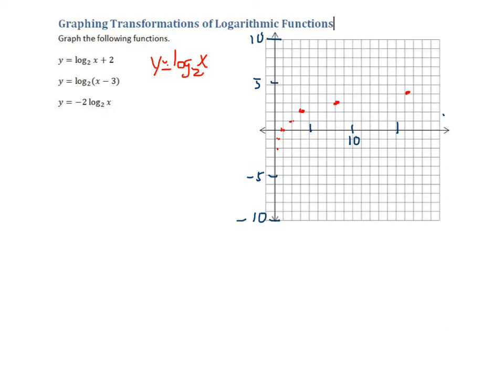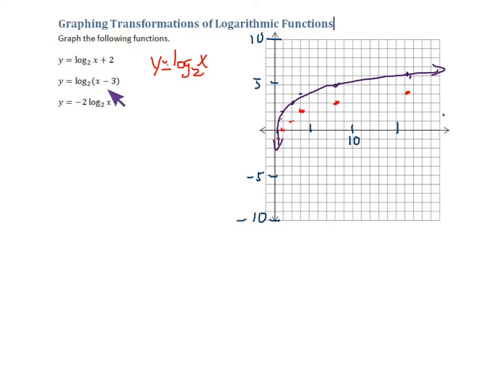So now let's translate those. This plus 2 is just going to bump them all up 2. So everybody's going to go up 2, and we're going to end up looking like this. This one's going to go up 2 there, up 2, up 2, like this. And then we've got our half, so on and so forth. So there's our curve there.